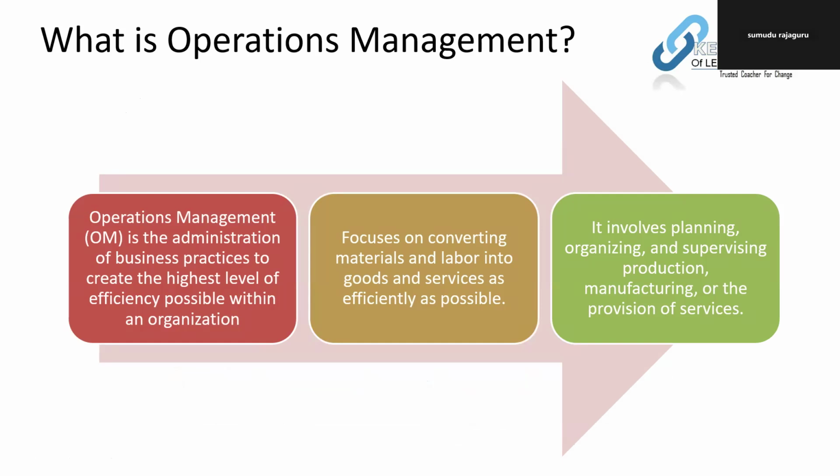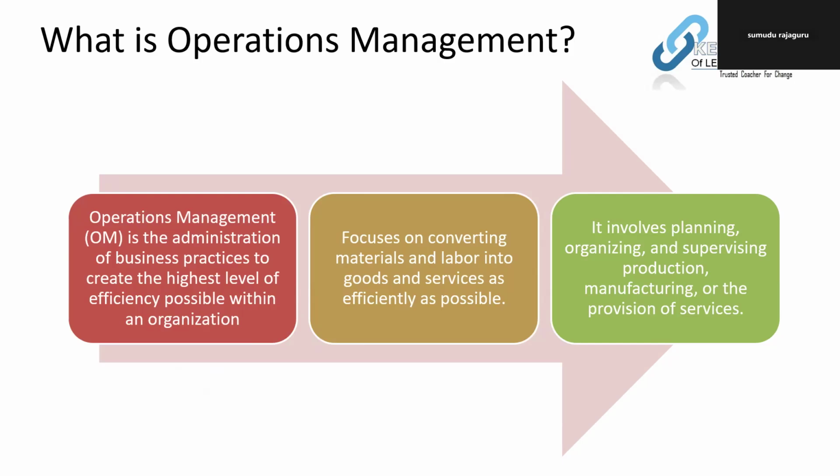Now you can see on the screen, operation management is the administration of business practices to create the highest level of efficiency possible within the organization. So this is the definition. Operation management is the administration of business practices. That's what we have to understand. Administration of business practices to create the highest level of efficiency possible within the organization. So simply we can say operation management is some type of business administration function.